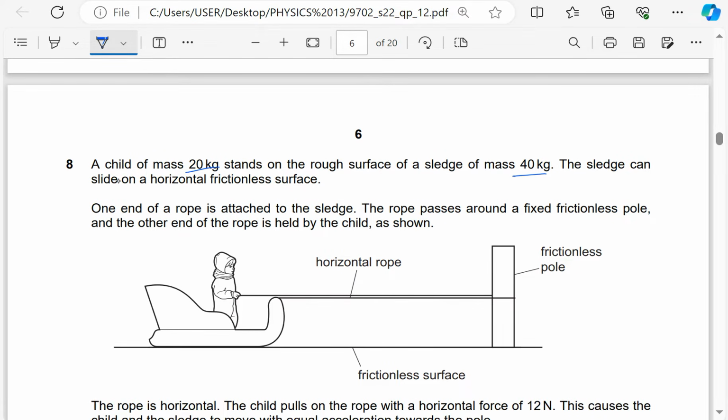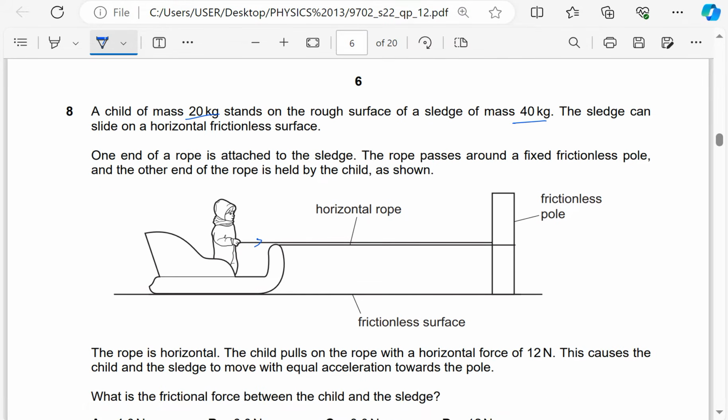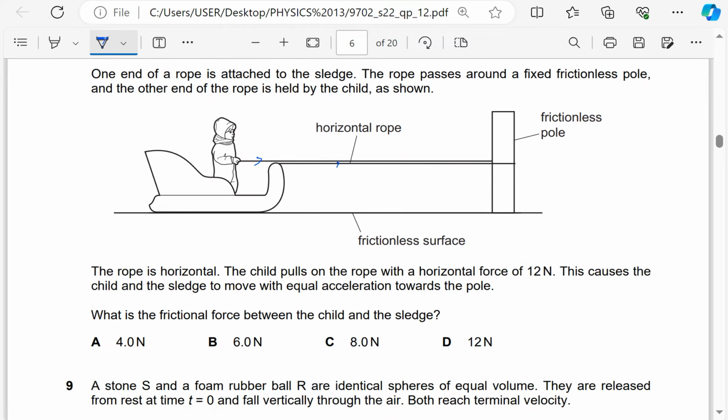So the child is pulling on the rope, so there is tension here, and the sledge is pulling, so there must be tension in here. The rope is horizontal. The child pulls on the rope with a horizontal force of 12 newtons. So this is 12 newtons. The tension in this, because it's the same rope, is 12 newtons. What is the frictional force between the child and the sledge?